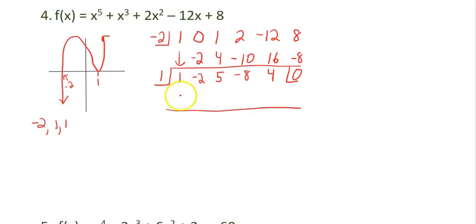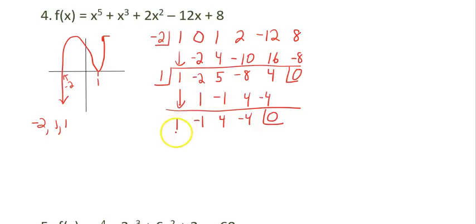So I'm going to leave my space. I'm going to bring the first one down. I get a 1, multiply and get a 1, add and get a -1, multiply and get -1, add and get 4, multiply and get 4, add and get -4, multiply and get -4, add and get 0. And again, I should get a 0 on the end because this was a 0 of the problem.